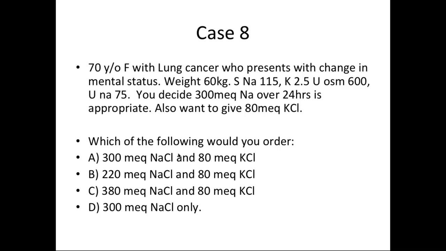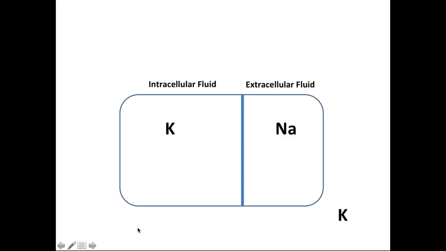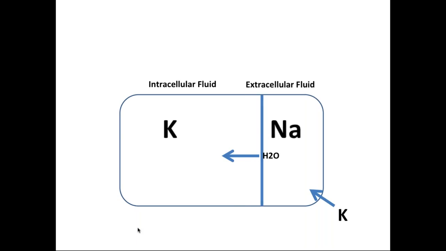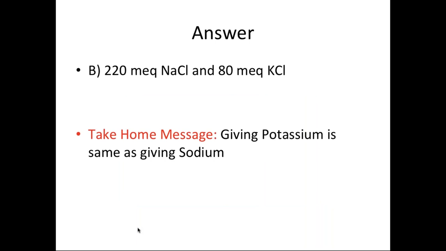So the main question is whether giving potassium changes how much sodium you should give. The combinations are 300 MEQs of sodium plus 80 of potassium, 220 of sodium plus 80 of potassium, 380 of sodium and 80 of potassium, or 300 of sodium only. The thing to remember is that when you give potassium into the extracellular fluid, that potassium is going to get buffered in the intracellular compartment. As the potassium concentration in the intracellular fluid goes up, water is going to get pulled from the extracellular fluid to the intracellular compartment, and that will cause the extracellular fluid concentration of sodium to also go up. So giving potassium is equal to giving sodium.